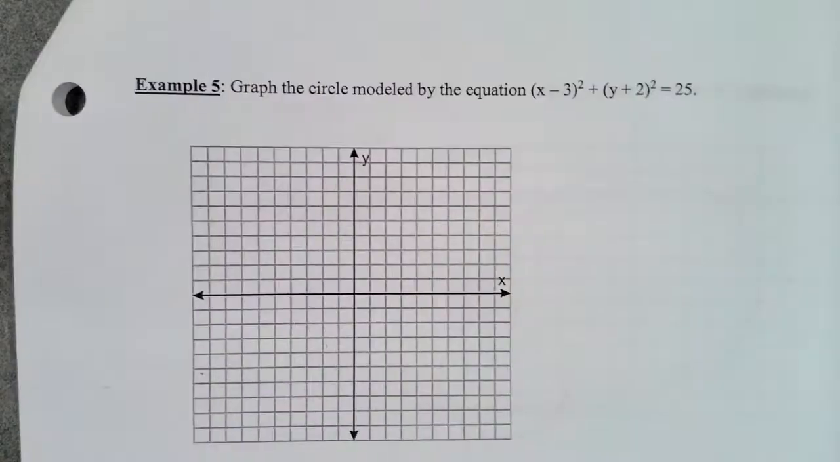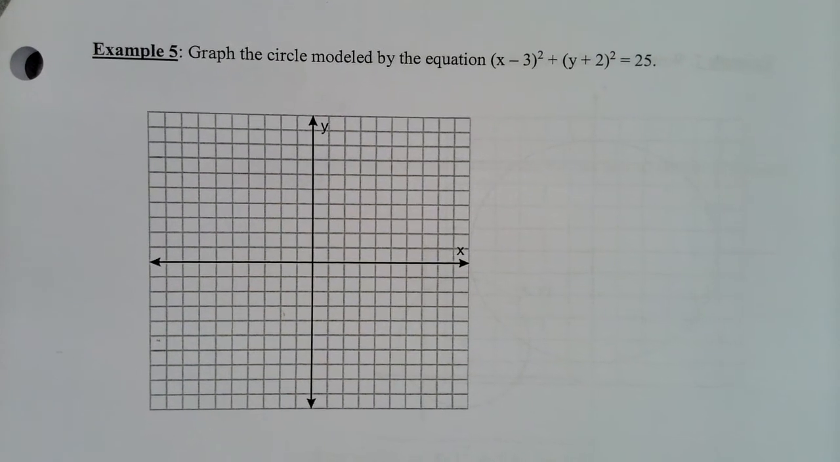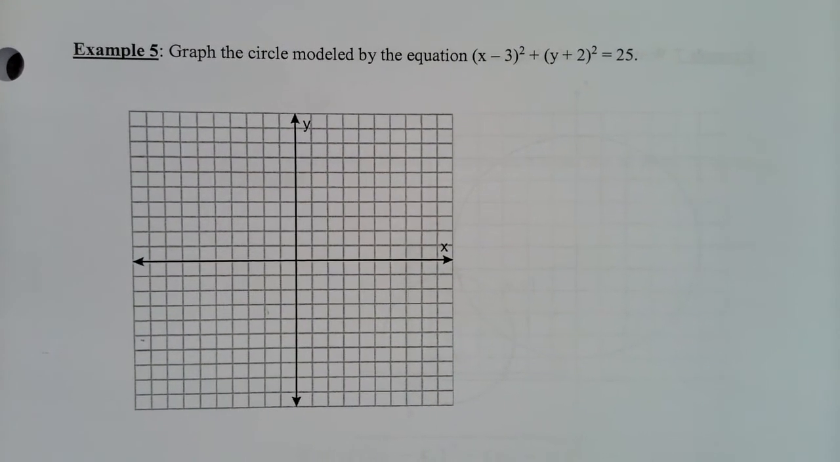Okay, that's the first half of the lesson. Now it's time for the second half. Graph. I think these are easier than the ones we just did. Graph the circle modeled by the equation x minus 3 squared plus y plus 2 squared equals 25.